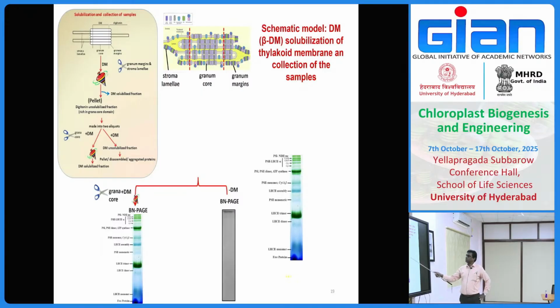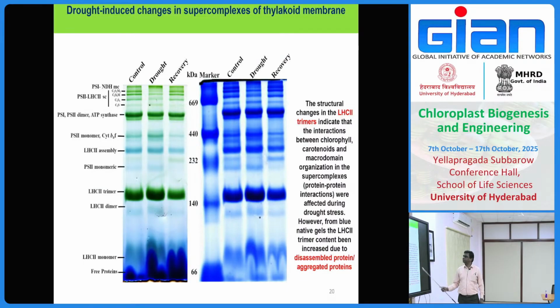So all these complexes: PS1, NDH complex, PS2-LHC2 supercomplex, big complexes, PS1 dimers, ATP synthase, PS2 monomers, cytochrome b6f complex. Whatever you see in the thylakoid composition schematic representation, which I showed you last class, all this can be separated using this method. You see, I told you trimer, dimer, monomers. So that's what we are going to see: what happens to these complexes under drought stress, which you can see in the next slide.